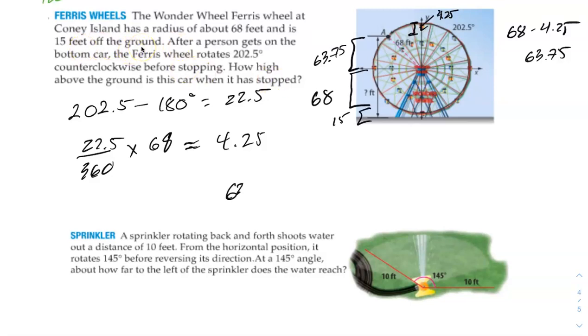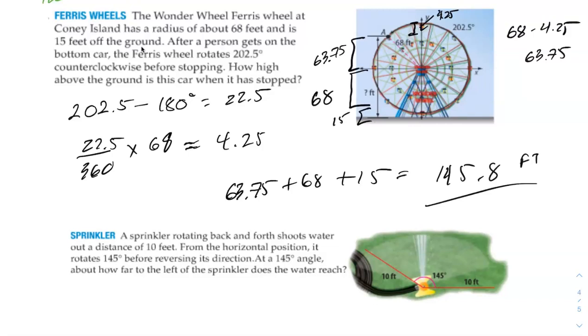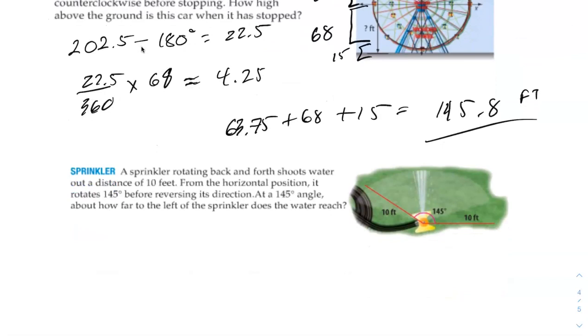You add all those together, 63.75 plus 68 plus 15, and when you add them all up, you get about 145.8 feet. There's that answer. Again, that was a weird one.